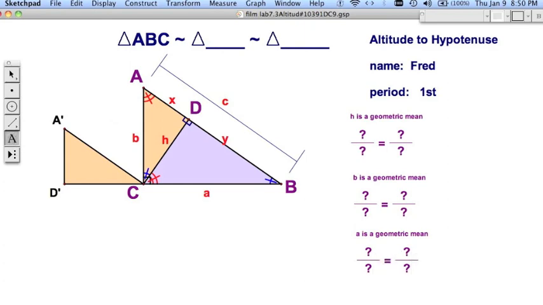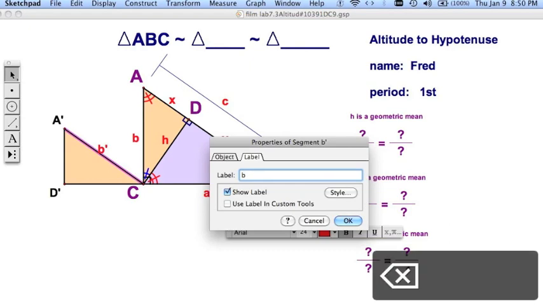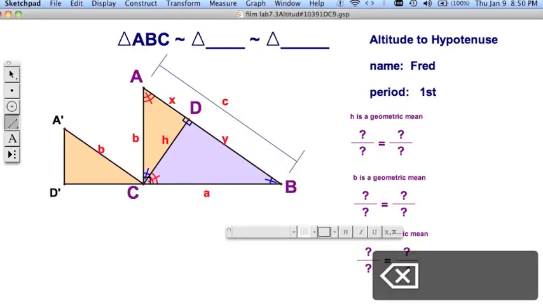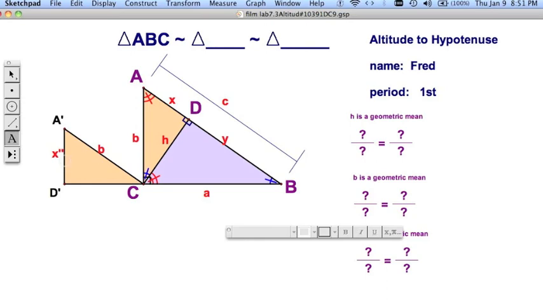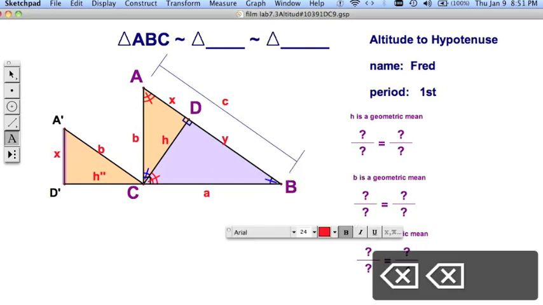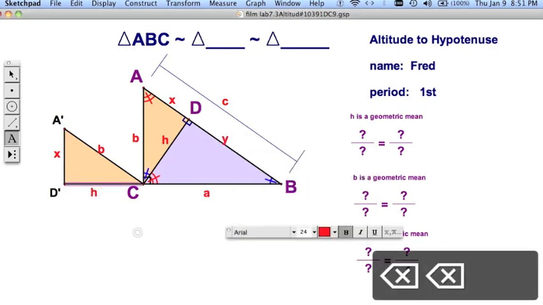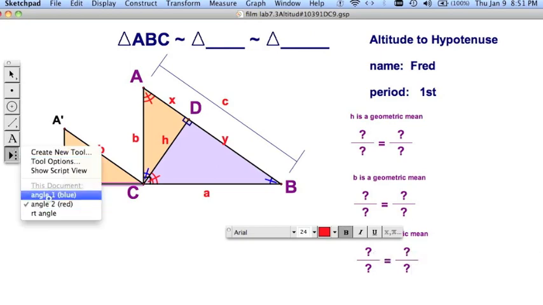And I could fill in the rest of everything here. I could say that this is going to be B. I'll make the colors consistent. Get my text palette over here. And I'm going to call that B. Let's get rid of that prime, because I'm talking about the length of a segment here. And this segment, going with the label tool, will also be X. And this segment will also be H. Very nice.